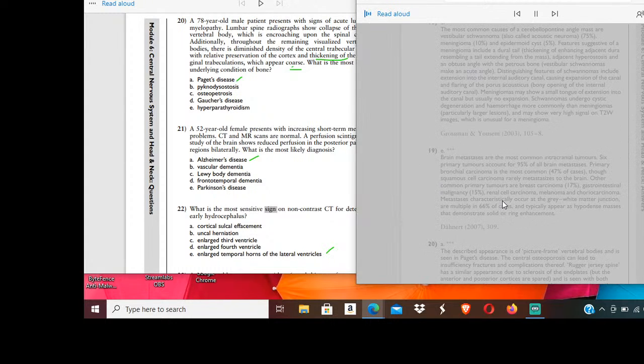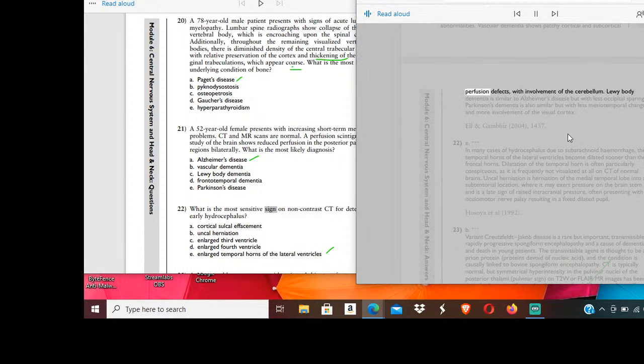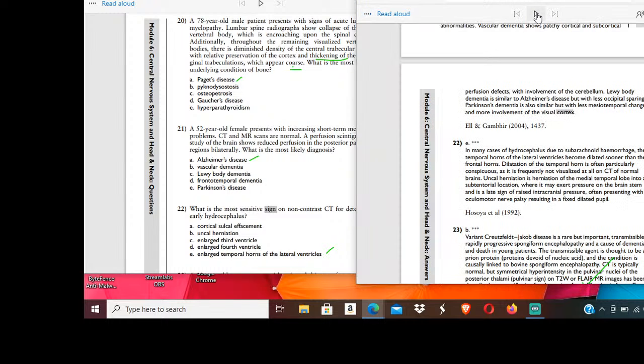Module 6, Central Nervous System and Head and Neck Answers. 329. Perfusion defects with involvement of the cerebellum. Lewy body dementia is similar to Alzheimer's disease, but with less occipital sparing. Parkinson's dementia is also similar, but with less mesiotemporal change and more involvement of the visual cortex.